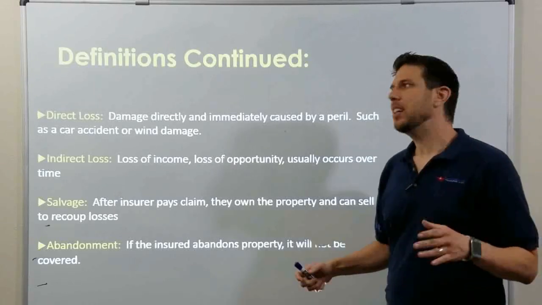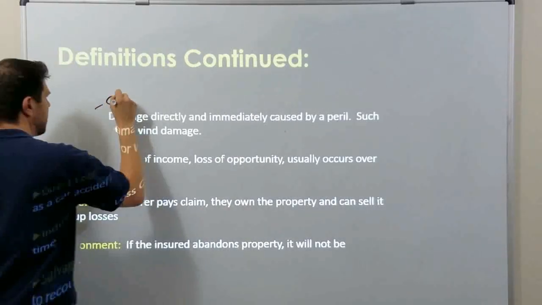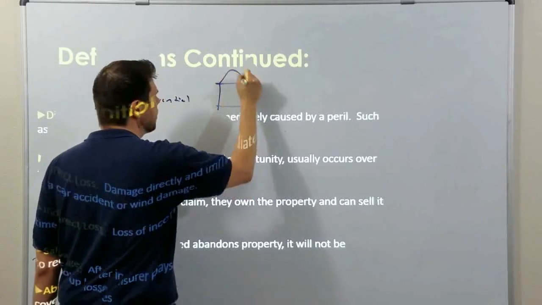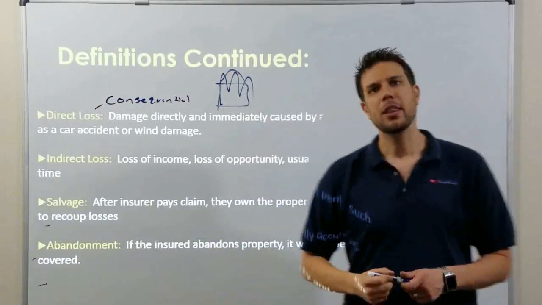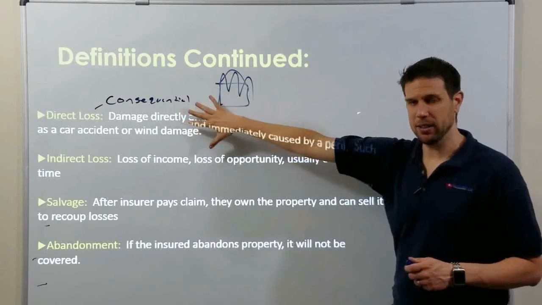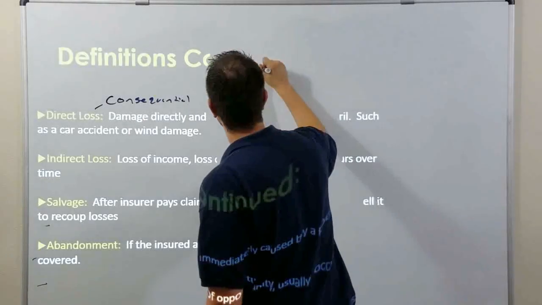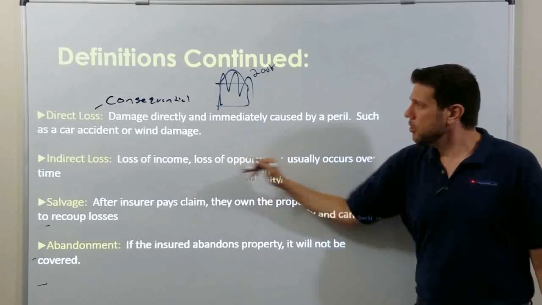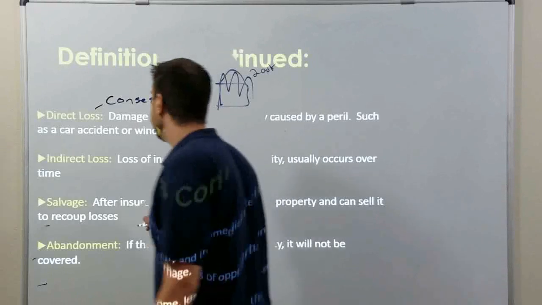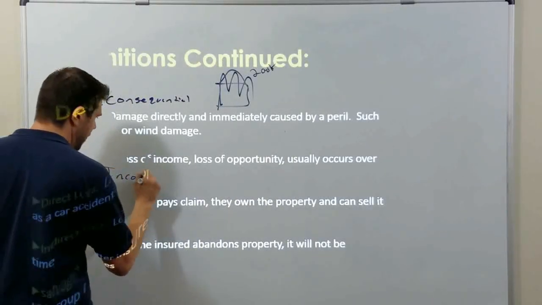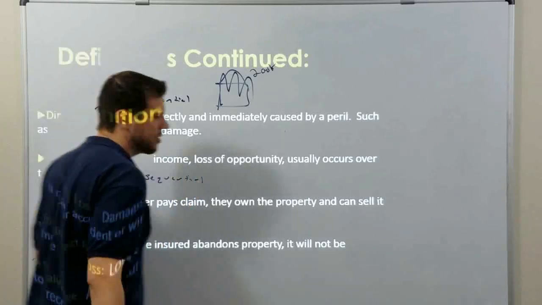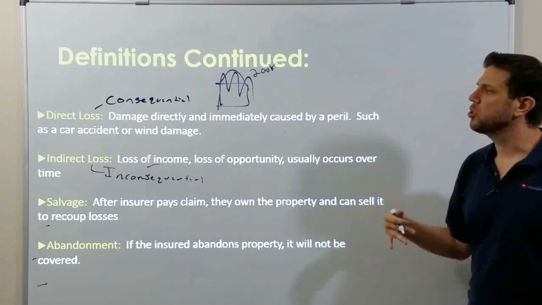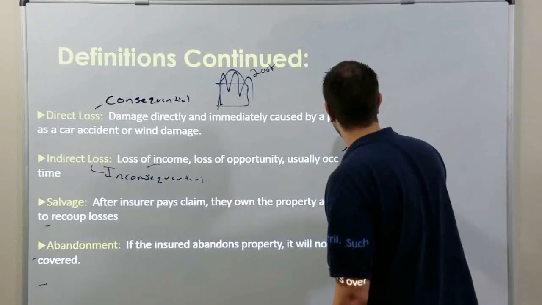A direct loss on your test is a consequential loss. A direct loss on your test is like a house that burns down by a fire. The fire directly caused the damage to the house. Direct losses are things that occur today and you get paid for relatively quickly. An indirect loss is known as an inconsequential loss. And on your test, an indirect loss is a loss of income, something that occurs over time, also known as time element.